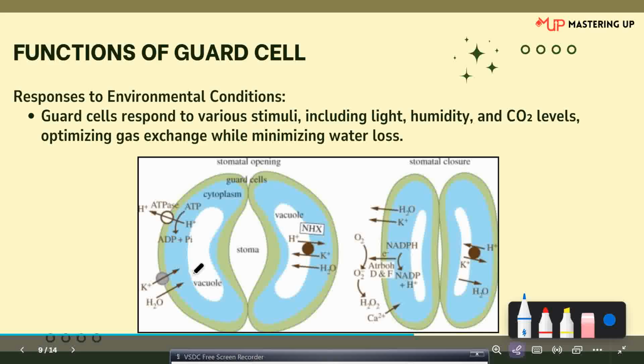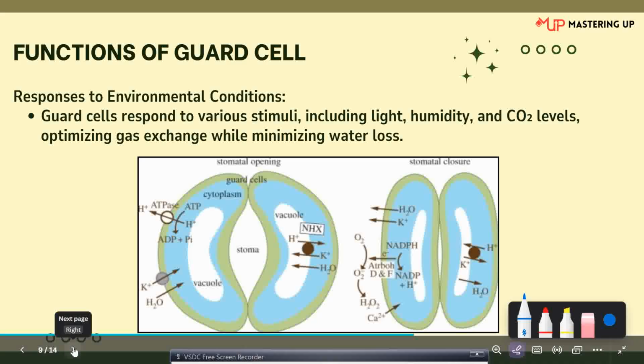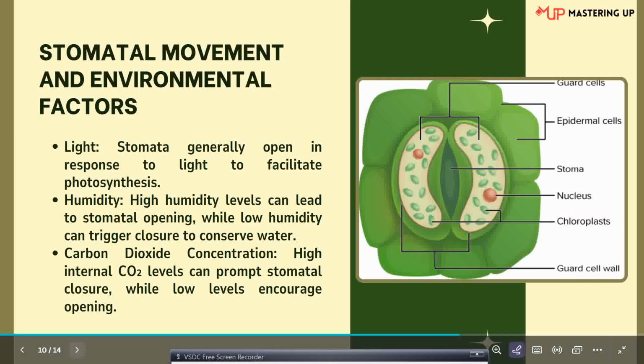Potassium ion, when potassium ion is taken in, that helps in the intake of osmotic water, and this causes the stomata to open. In the condition of low light, the potassium ion exits, and this also causes the water to exit, and this causes the closing of the stomata. In the previous class we also learned this same thing. Also, various stimuli like light, humidity, carbon dioxide level, water stress conditions, they are responsible for the closing and opening of the guard cell. So you can say that they respond to the environmental conditions surrounding them.